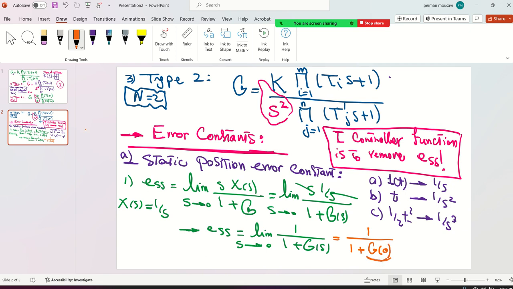So if you put S to 0, you're going to get this 1 plus G at 0. We name this the static position error constant, and we name this 1 plus Kp. Kp is static. I'm going to tell you why we name it static, why we name it position, and error, it is an error constant. Just bear with me. It has a logic. It's not by accident.